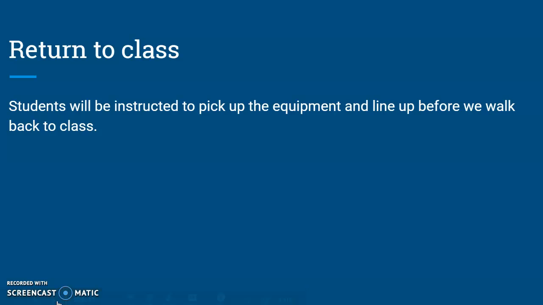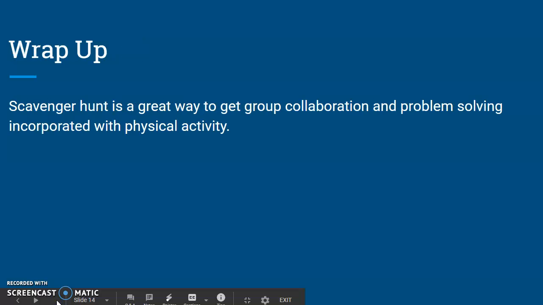So the return to class. Once every group is done, students will be instructed to go pick up pieces of equipment all together and then come back in, and we will line up before we go back into the classroom. This will be done with instruction by the teacher, so we will wait until every group is done before we pick up the equipment, and they will go and pick up the equipment at the teacher's discretion, at the teacher's instruction.